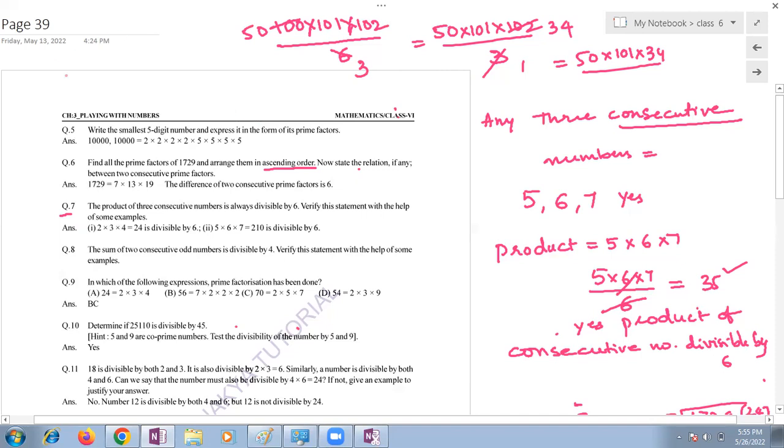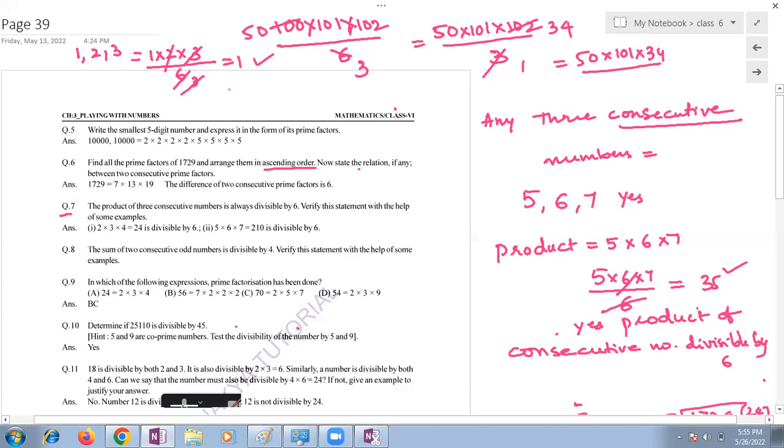If you have doubt with bigger numbers, I am going with small numbers like 1, 2, 3. Product of 1, 2, 3: 1 into 2 into 3. Whether it is divisible, yes. 2 ones are 2, 3 threes get cancelled. Yes, the answer is there is no denominator. Yes, it is divisible by 6. The product is divisible by 6.